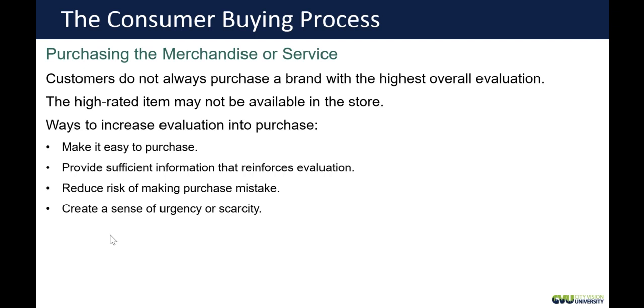Okay. So once we have gone through this process, the first thing is we realize there's a need. Second, after we realize there's a need, we begin searching for information. We develop a list of possible alternatives. We evaluate those alternatives, and then we purchase the merchandise, and that's where we're at. Now, customers don't always purchase the brand with the highest evaluation, right? Maybe the highest evaluation isn't available where you're going to purchase. So you might not be the first choice.